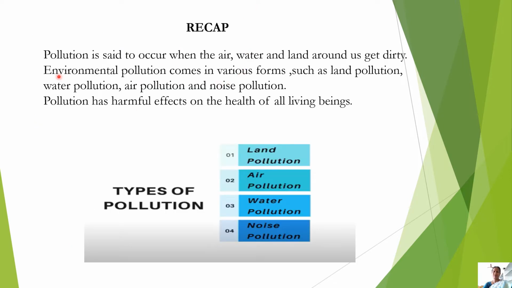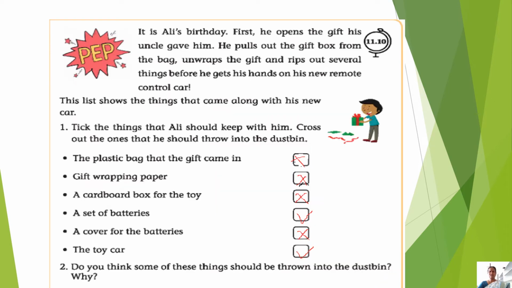Now let us recap the previous video. Pollution is said to occur when the air, water and land around us get dirty. Environmental pollution comes in various forms such as land pollution, air pollution, water pollution and noise pollution. So these are the types of pollution. Pollution has harmful effects on the health of all living beings. In this video, we are going to look at how we can prevent pollution by controlling waste.